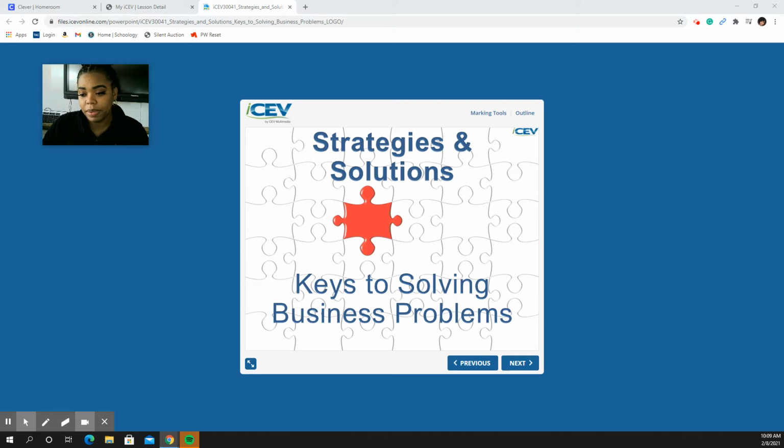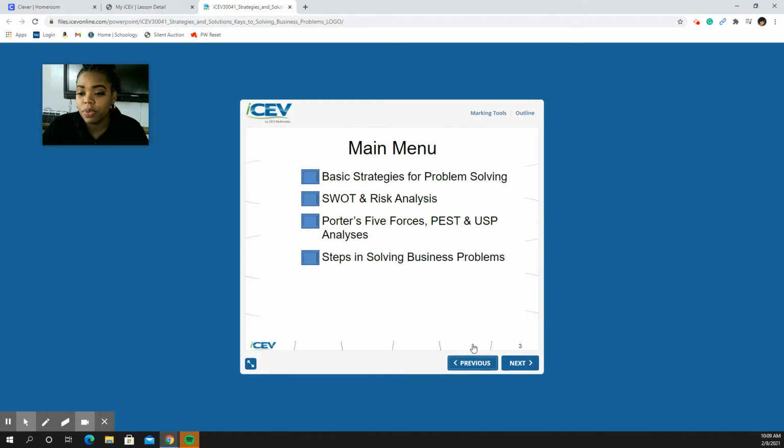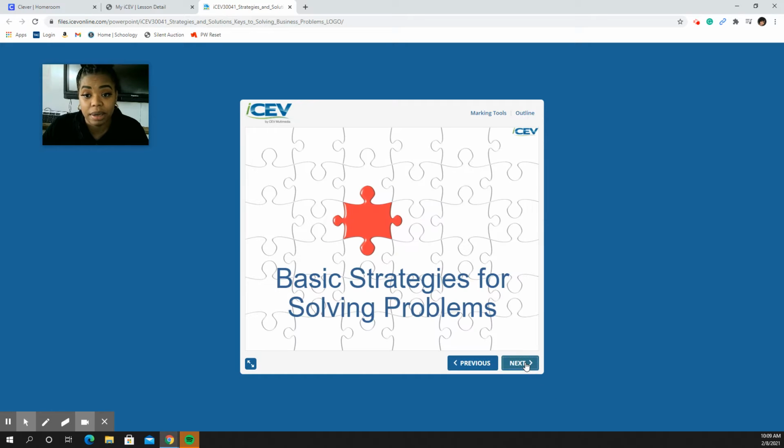Today we're going to jump in with strategies and solutions, keys to solving business problems. The objectives: we're going to determine what strategies are and how they affect organizations. We're also going to look at different types of business analysis, the risks that affect businesses, problem solving, and the steps of problem solving within a business. Some of these we've already gone over, but we're going to make sure that we get the other items together.